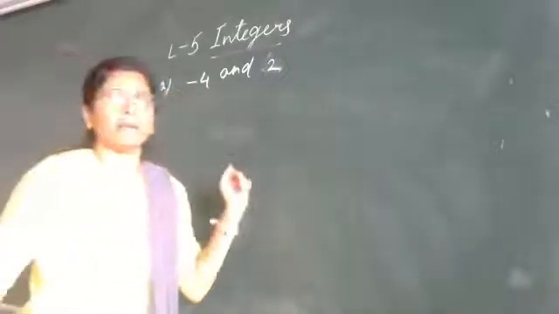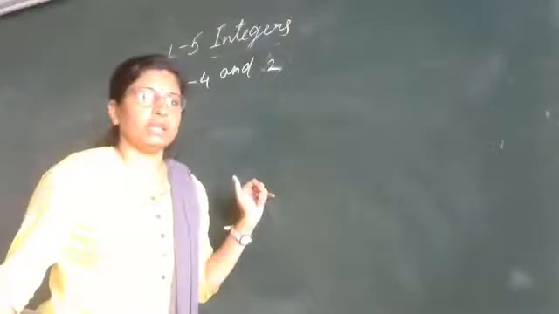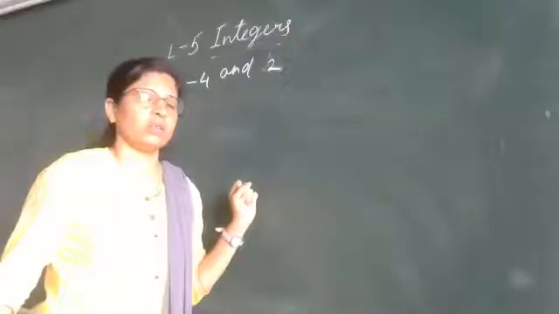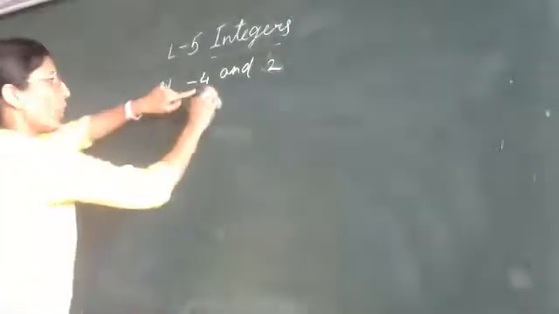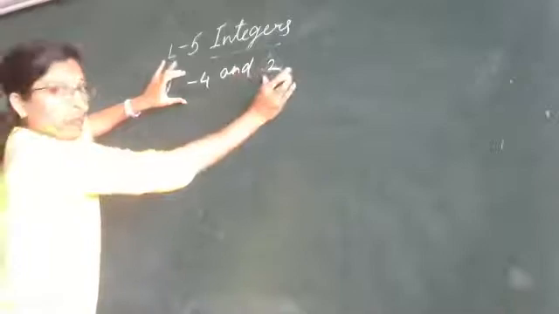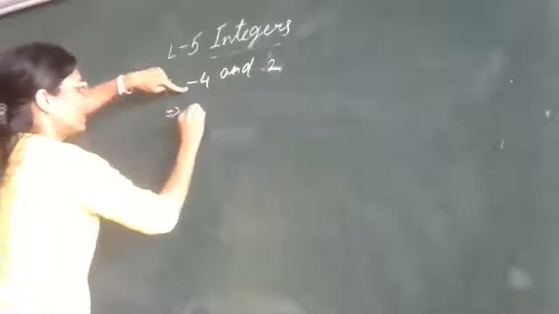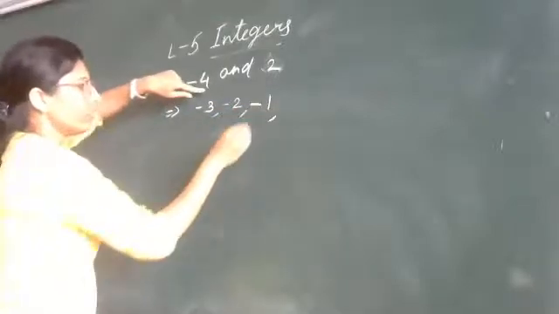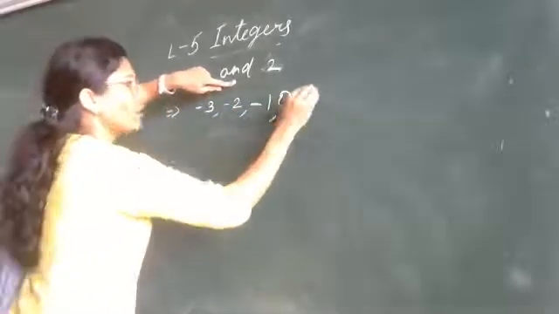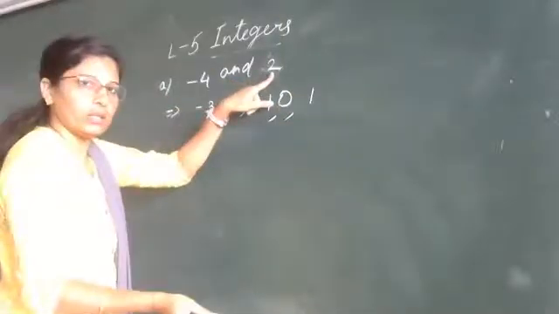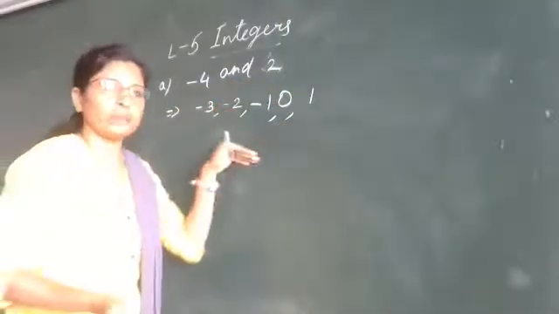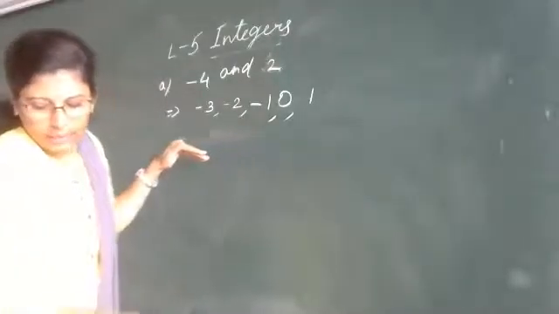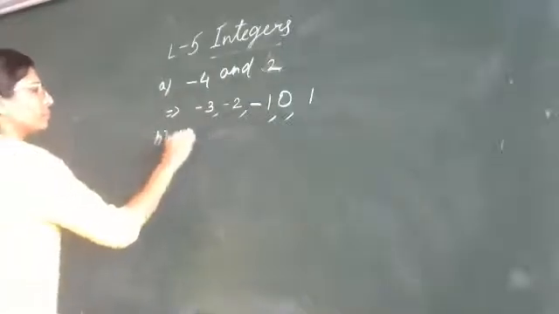In between these two numbers, which numbers will come? Which will be the smallest number here? 3 or minus 3? Minus 3. Okay. So you have to write the numbers in between minus 4 and 2. So minus 3, minus 2, minus 1, then 0 and 1. 2 is given already. Understood how to write? Yes, ma'am.